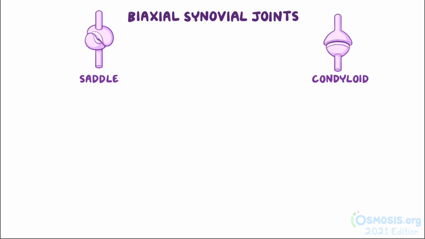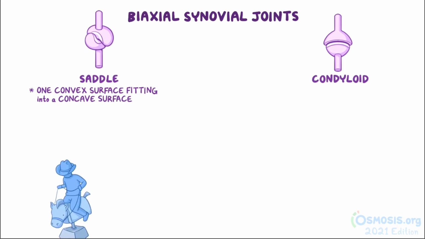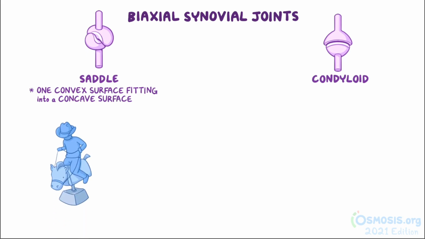Up next are the two biaxial synovial joints, which allow movements to occur in two planes. These include the saddle and condyloid joints. The saddle joint consists of one convex surface fitting into another concave surface, resembling a person sitting on a horse's saddle. To visualize the movements of this joint, think about a horseback rider leaning back and forth for flexion and extension in the sagittal plane, or moving side to side for abduction and adduction in the frontal plane.